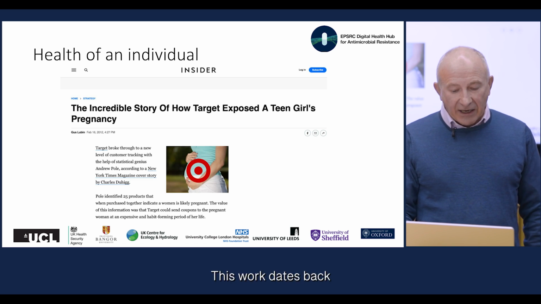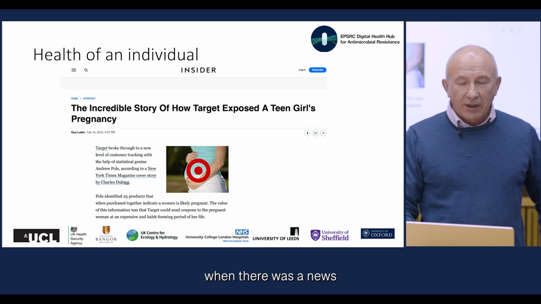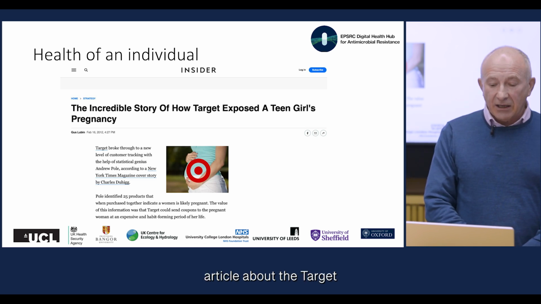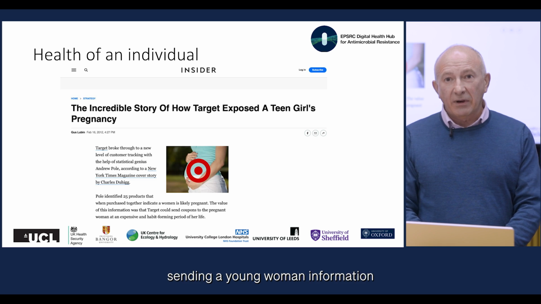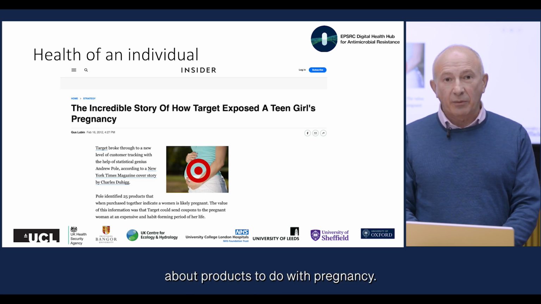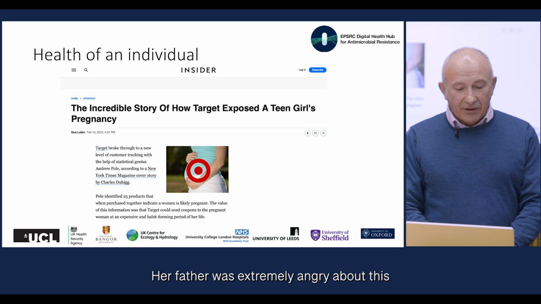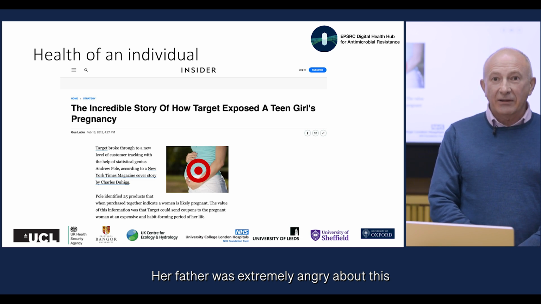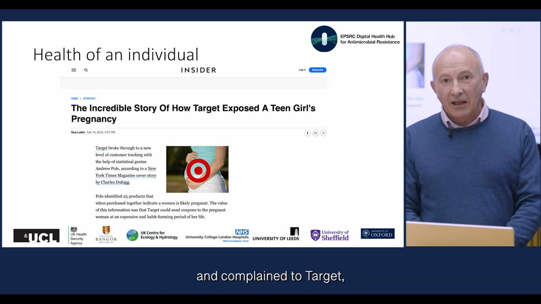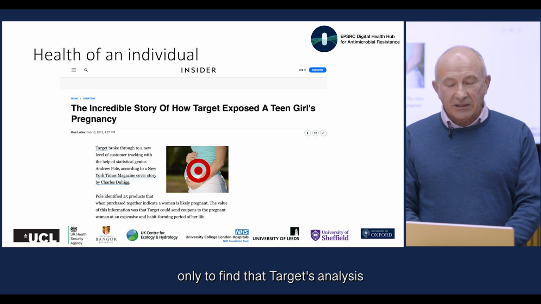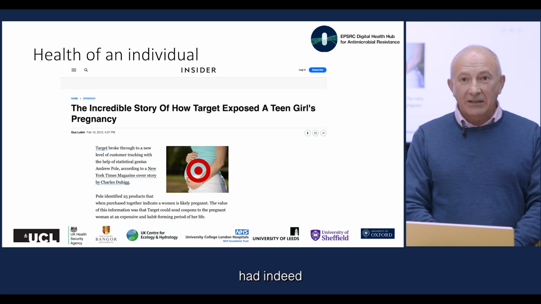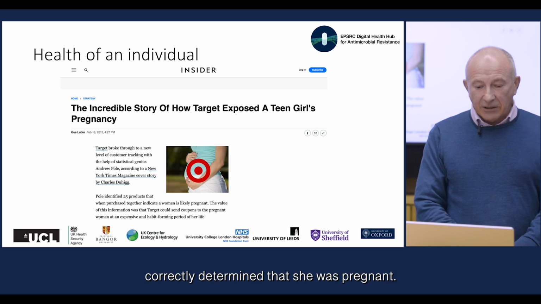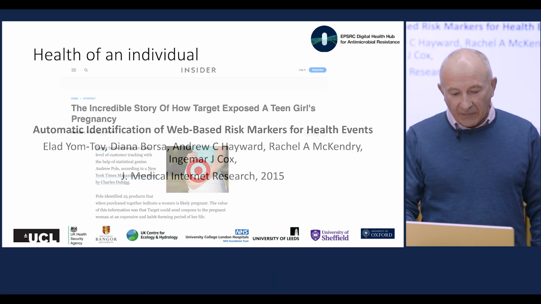This work dates back to at least 2012, I think, when there was a news article about the Target department store, which started sending a young woman information about products to do with pregnancy. Her father was extremely angry about this and complained to Target, only to find that Target's analysis of her queries to the Target website had indeed correctly determined that she was pregnant.